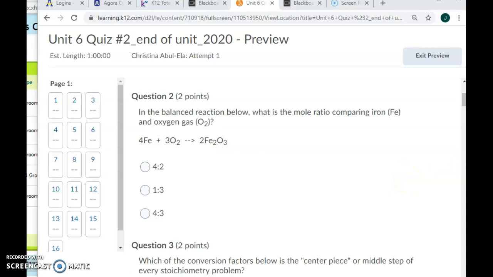Question 2. In the balanced reaction below, what is the mole ratio comparing iron and oxygen gas? We have 4 Fe plus 3 O2 yields 2 Fe2O3. Is the ratio 4 to 2, 1 to 3, or 4 to 3?